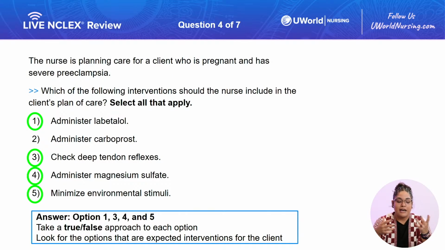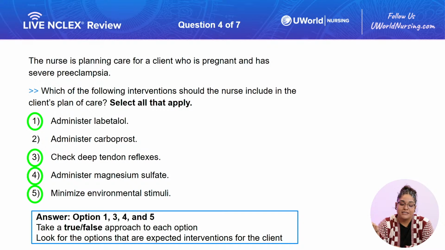In a client with a magnesium sulfate drip, they're checked hourly. So hyperreflexivity is an indicator of potential seizure. And then on the opposite side, depressed reflexes are a sign of magnesium toxicity. Option 4 is going to be correct. Like we just said, a magnesium sulfate drip is a common treatment for severe preeclampsia.